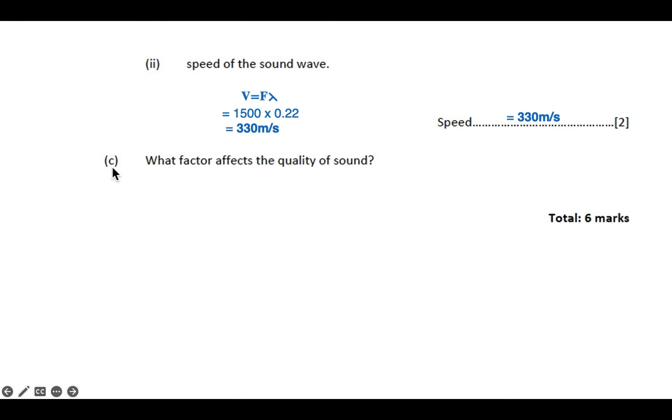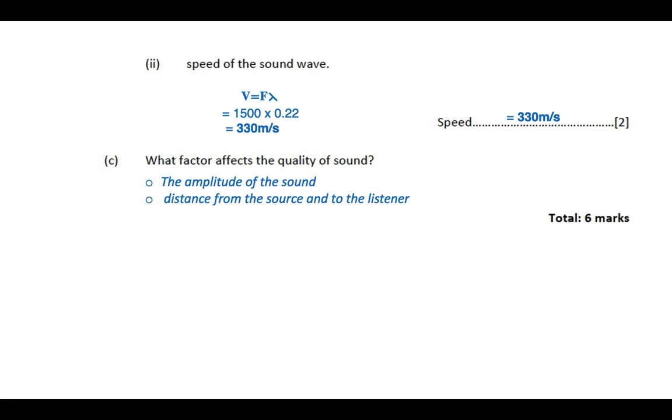So we come to the last question here. What factor affects the quality of sound? The factors that can affect the quality of sound, we have, one, the amplitude of sound, and then we have distance from the source to the listener, if the listener is a variable, and then also we have the surface area of the vibrating body. So these are some of the factors that can affect the quality of sound.